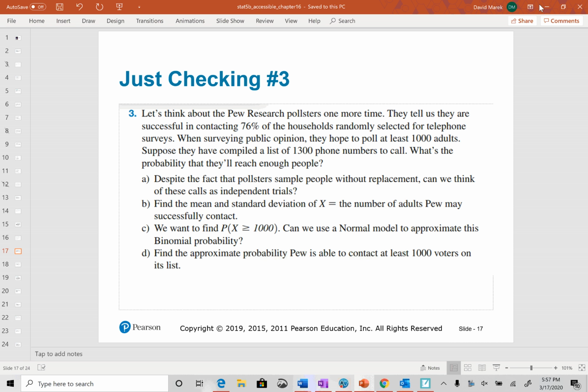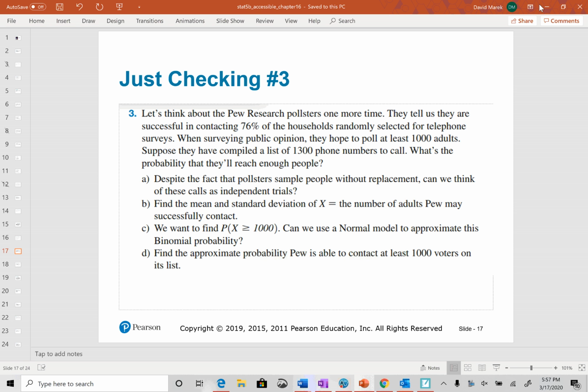They tell us that they are successful in contacting 76% of households randomly selected when surveying public opinion polls. It's not 12. That one researcher had a quota of 12 calls that he had to make. For the whole survey here, we're hoping to poll at least 1,000. Suppose they've compiled a list of 1,300 phone numbers to call. What's the probability that they'll reach enough people for the survey to be valid?